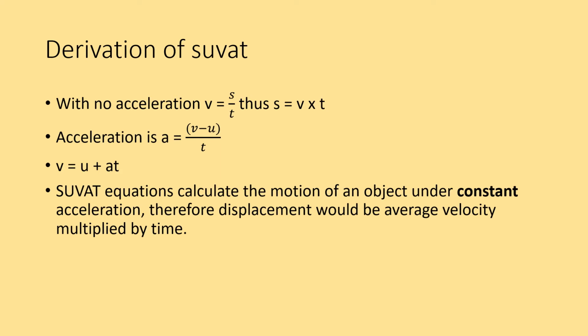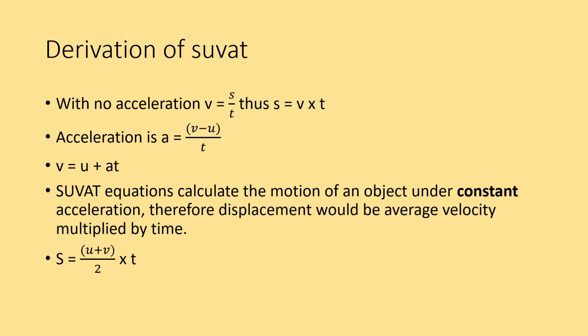Now, the suvat equations do calculate the motion of objects, but we need them to be under constant acceleration. So most of the problems that we're looking at are under constant acceleration. Either the acceleration is zero, or it has one finite constant value. We're not looking at things that change acceleration. That becomes very complicated.